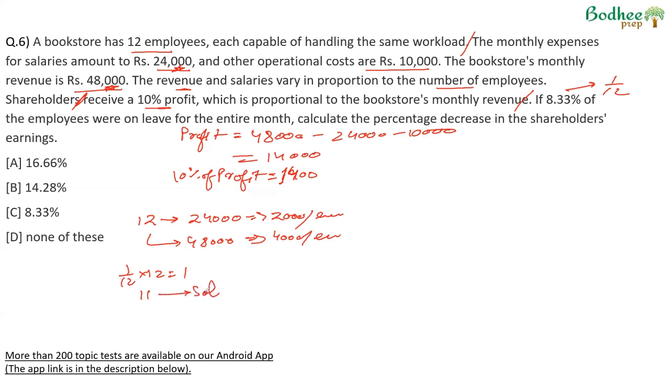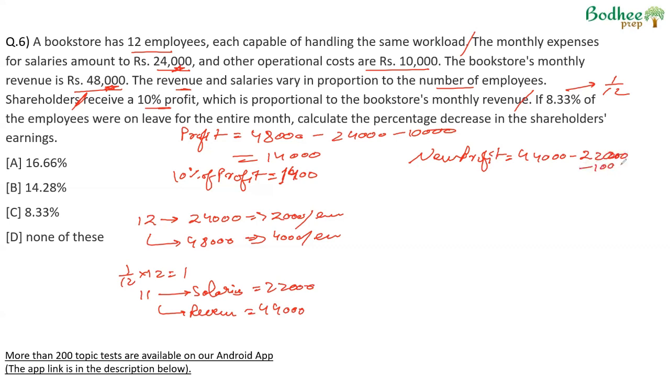So salaries will be 2,000 into 11, which is 22,000, and revenue will be 4,000 into 11, which is 44,000. So the new profit will be revenue, which is 44,000, minus salary, which is 22,000, minus operational cost, which is 10,000. So this becomes 44 minus 32, or 12,000 rupees.